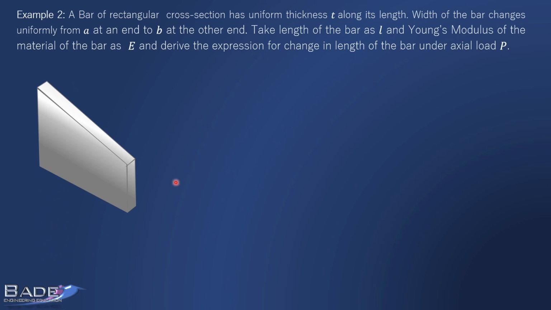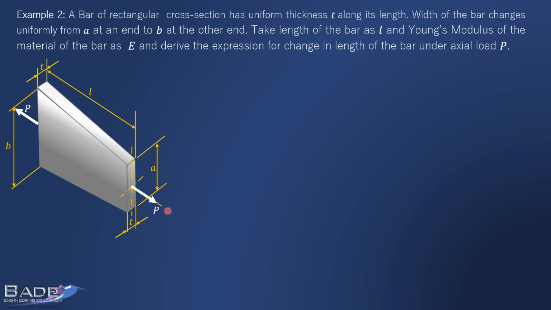What is that bar? Try to understand. It is a bar of rectangular cross section. It has length L. Thickness T, uniform over its length. Thickness is T from one end to the other end. It has width A at one end and width B at the other end. So A is the smaller width, B is the larger width at the other end. It is acted upon by axial load P. So the line of load is passing through centroids of cross sections of all the areas. So it is axial load P.